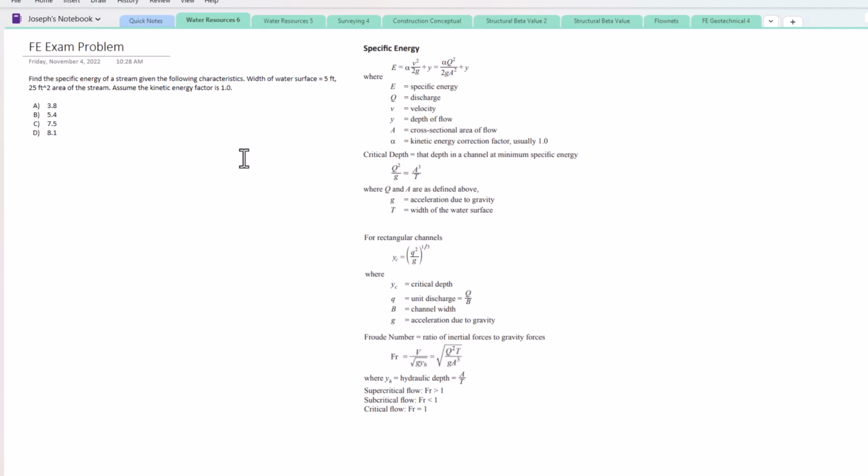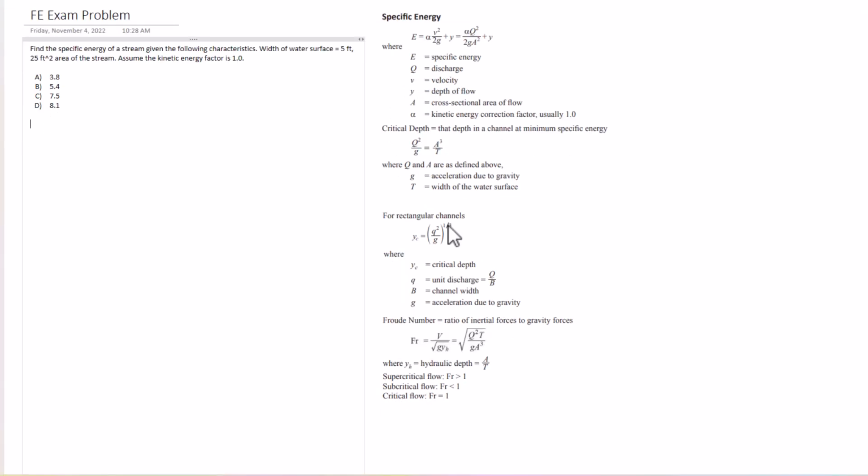Go ahead, try and solve this one without my solution. This is the reference material that I'm using, but you should have your FE reference manual open, making sure that you're checking what is in the reference manual and using that for your problems. So let's get into this one.